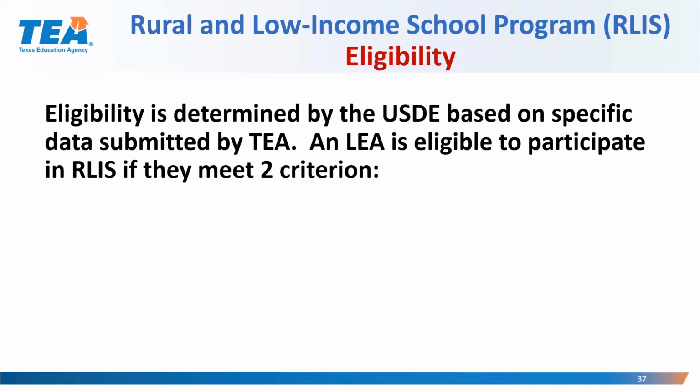Eligibility. Eligibility is determined by the USDE based on specific data submitted by TEA. An LEA is eligible to participate in RLIS if they meet two criteria: they're rural and they're low income.